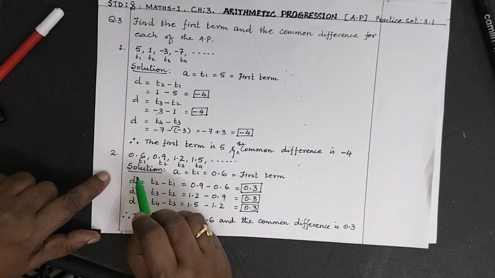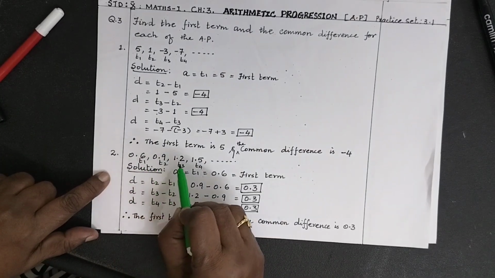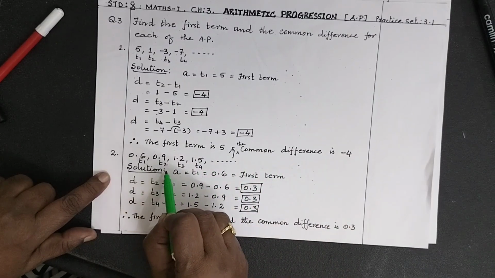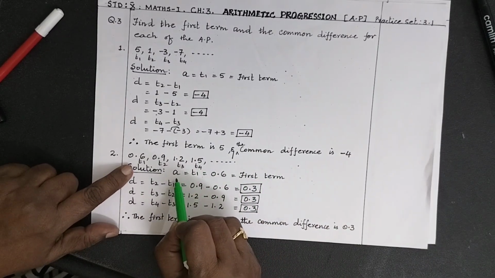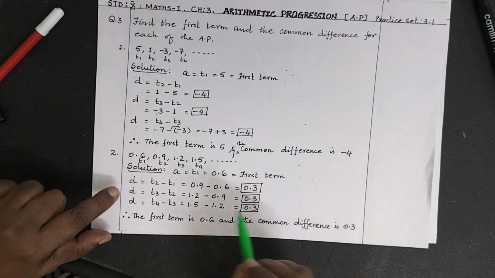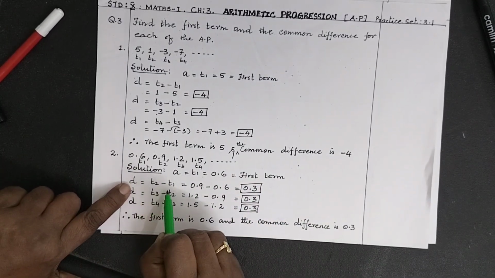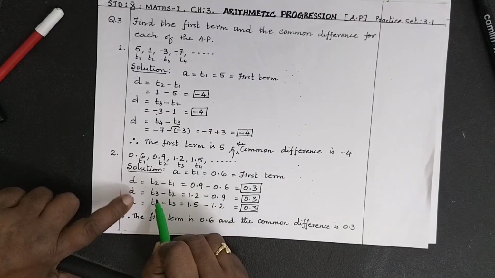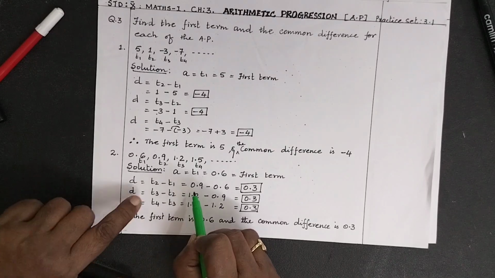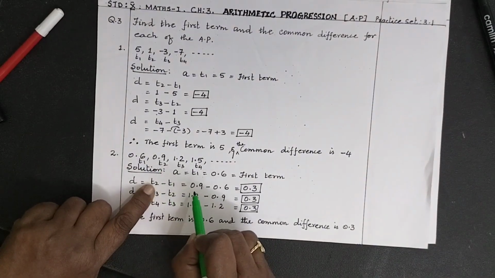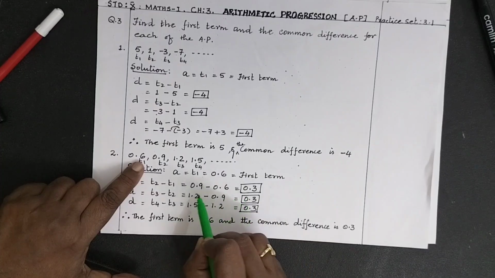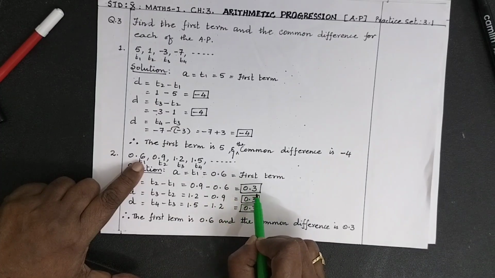Second sum: 0.6, 0.9, 1.2, 1.5, etc. So it is T1, T2, T3, T4. So A is equal to what? T1, which is equal to 0.6. That is first term. Now D is equal to what? T2 minus T1. Okay. Or T3 minus T2 or T4 minus T3. Now first T2 is what? 0.9 and T1 is 0.6. Very simple. Just subtract and write 0.3.